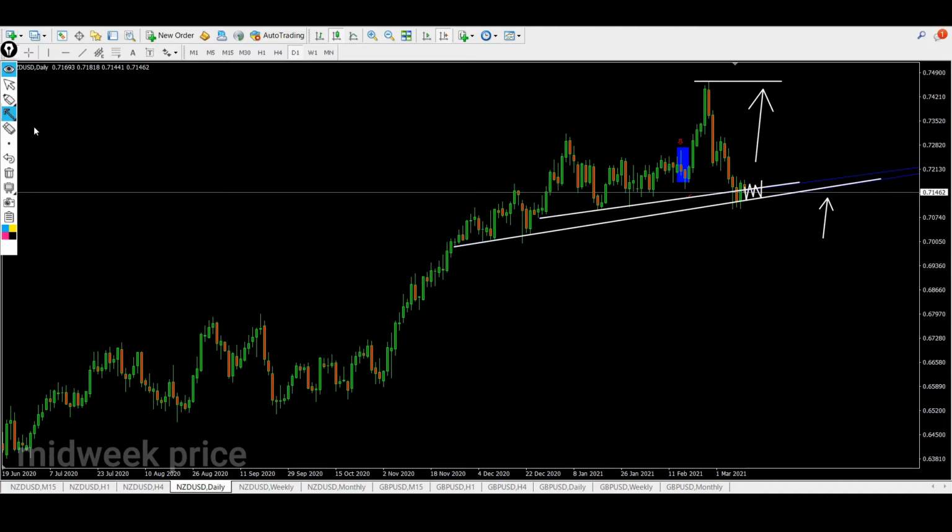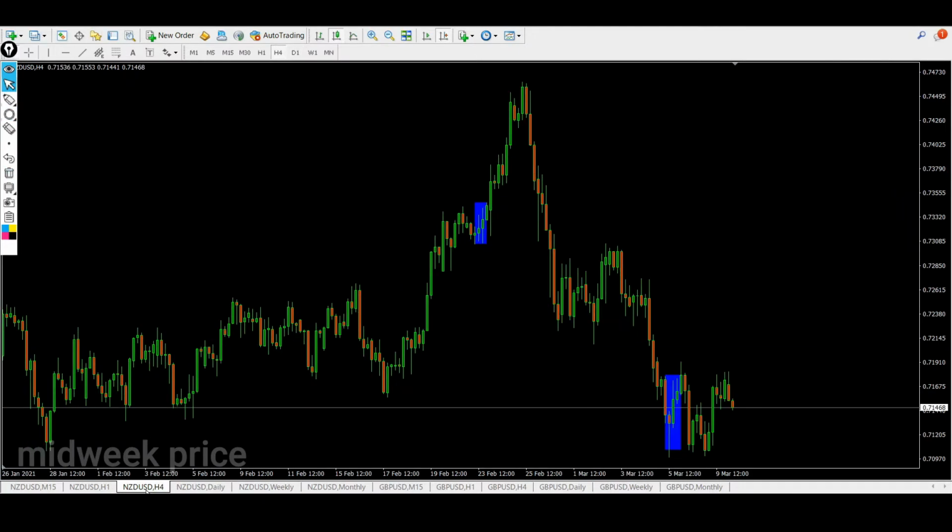However, I also mentioned that due to this setup, there is a possibility that price could just go up and hit that target right away without making this compact price action. Now let me take you down to the 4-hour chart to show you what's happening.